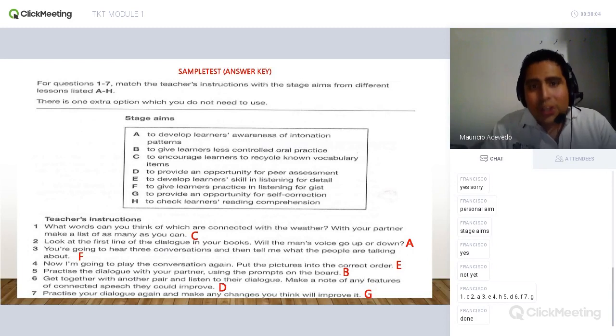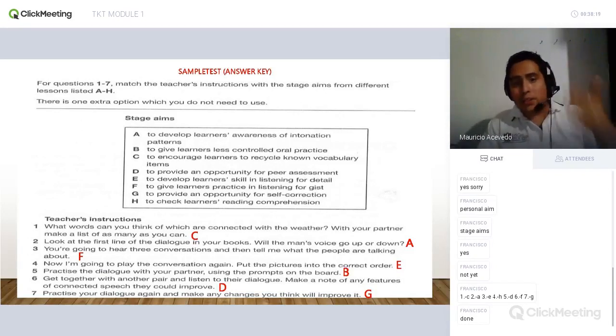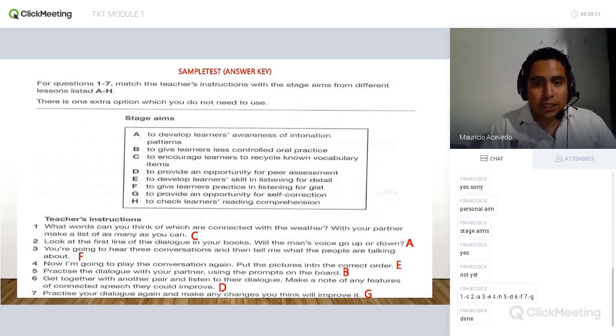As I was telling you, it's more controlled practice because, okay, you are giving them the prompts, you are helping them, but they need to decide which prompts they want to use, or maybe if they want to change them, because in this case it's not necessarily to use those on the board, right? So they can even change them. Number six is letter D in this case, Francisco.